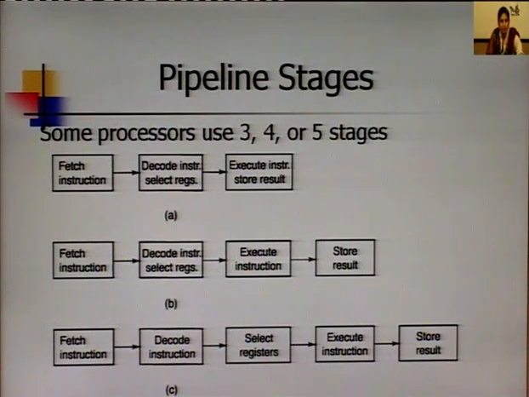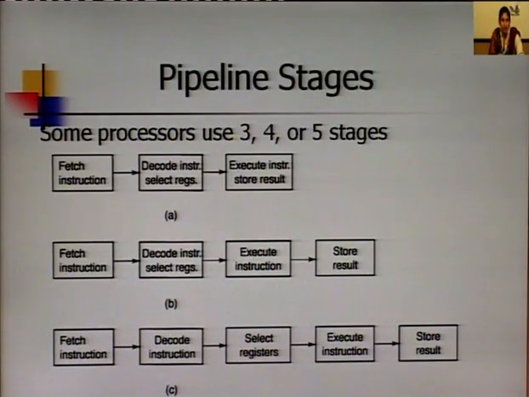For example, in part A, we have divided one instruction's execution into 3 parts. First is fetch instruction, second is decode instruction and select registers, and the last is execute instruction and store results. So in one clock cycle it will fetch an instruction, in the second clock cycle it will decode the instruction, and in the third clock cycle it will execute and store the result. So in the last clock cycle it will perform both operations, execute the instruction and store the results.